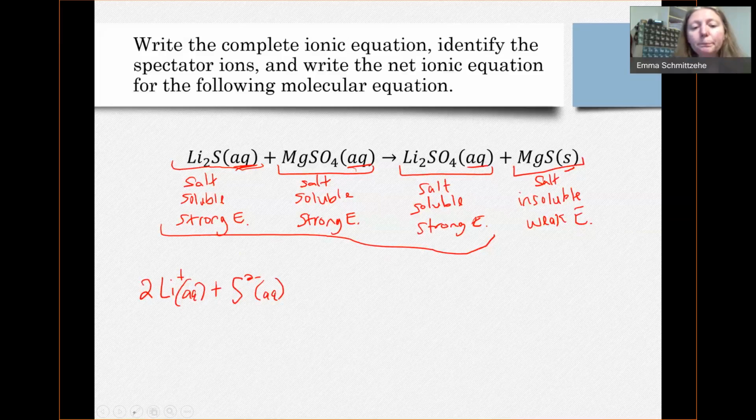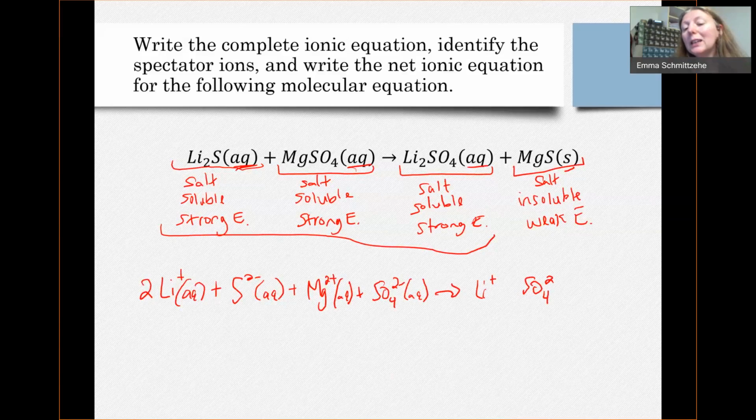Now the second one, MgSO4, splits into Mg2+, and that is still aqueous, and SO4 2-. That's still aqueous. Okay. And then my products, I have lithium sulfate's going to break up because it's a strong electrolyte. And so that splits into Li+ and SO4 2-.